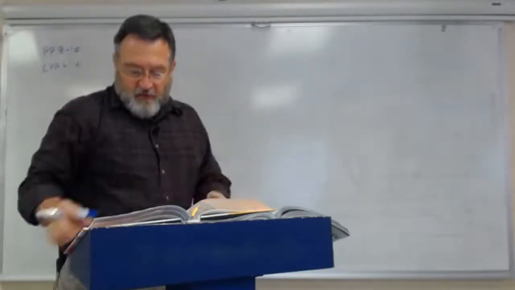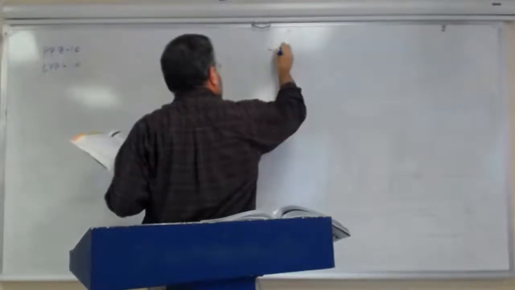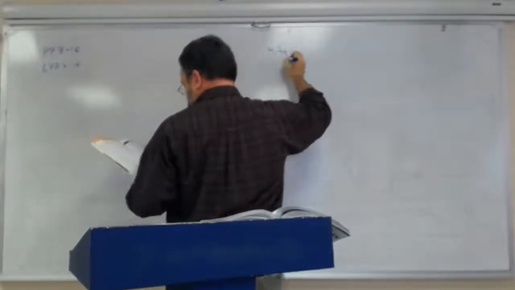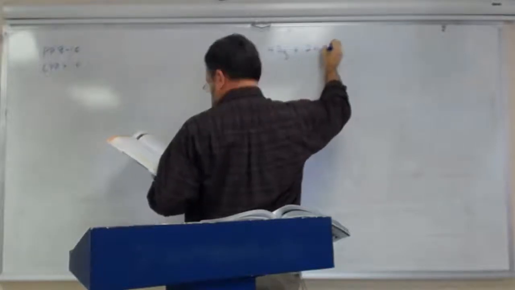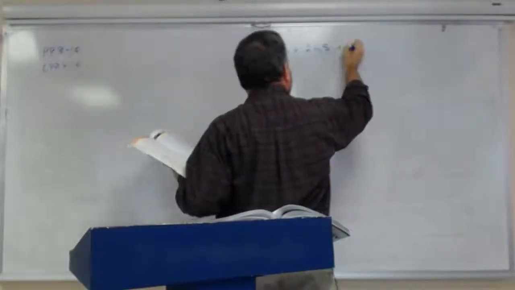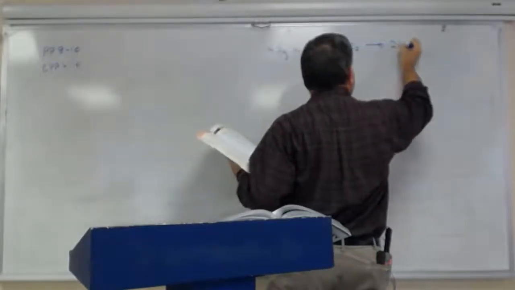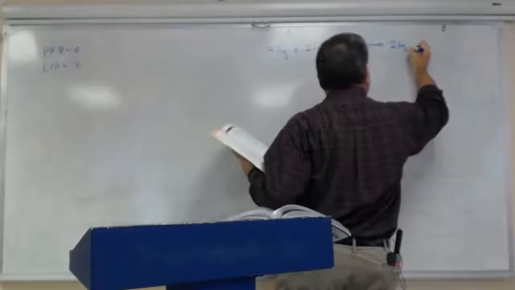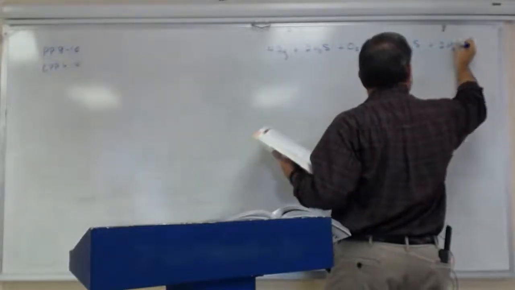Silver tarnishes in the presence of oxygen and hydrogen sulfide according to the following equation. Okay, I'll go ahead and write it down here. I'm going to forego the phase symbols again, but that's a solid, a gas, and a gas to produce a solid and a liquid.